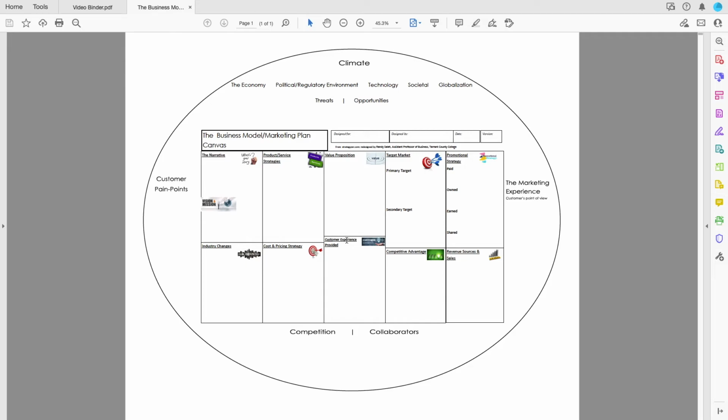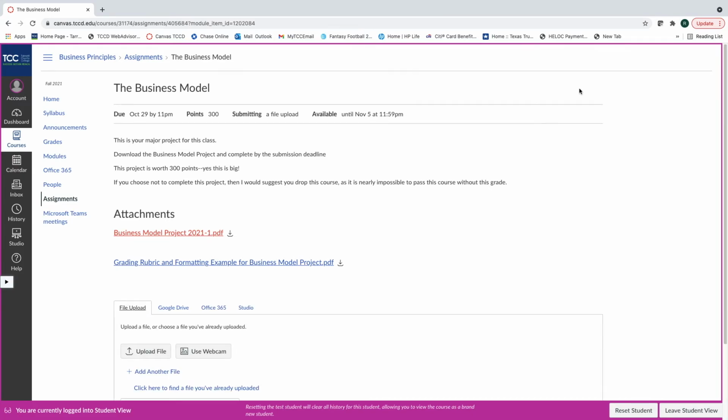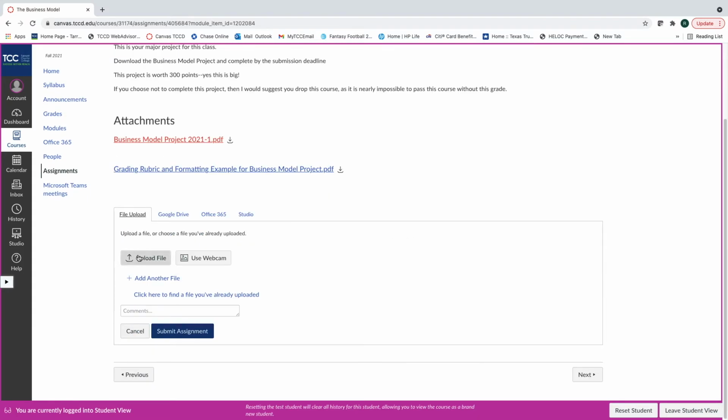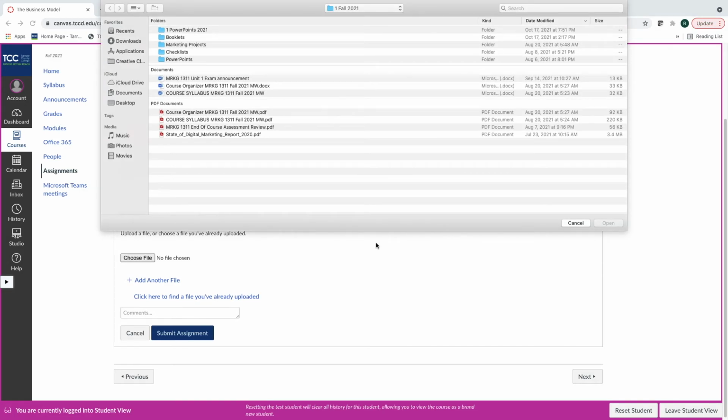Now I'm going to show you how to submit this project. So now, my friends, once we're back here, back to our assignments, back to our modules, the business model. Again, your project video is here as well. Grading rubric that you can look at. When you're ready to upload your assignment, start assignment. I'm going to upload a file. The file will be either a PDF or a Microsoft Word.